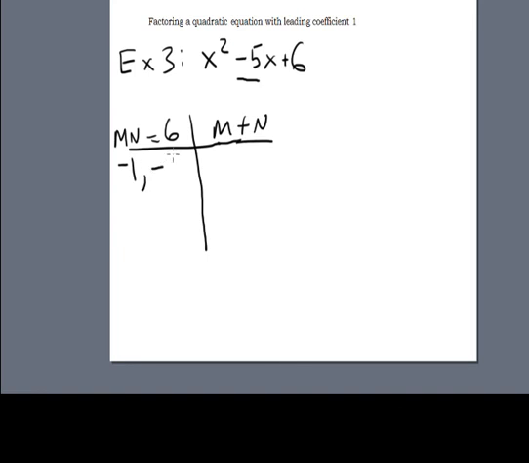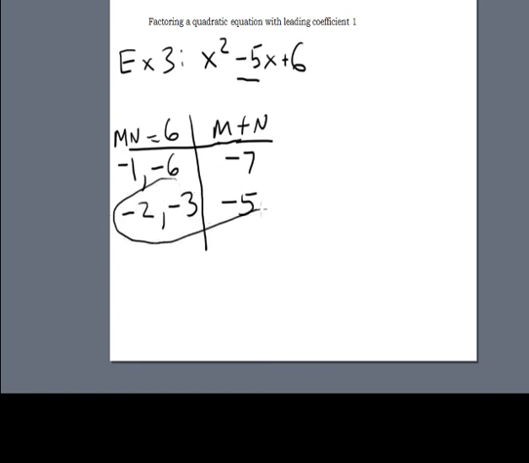So my m and n, one possibility for that would be negative 1 and negative 6. Adding those up is negative 7. That didn't quite work. Going on here, trying m equals negative 2. The other value I would need to get a product of 6 is negative 3, and that'll give me a sum of negative 5. And this is what I'm looking for. I'll circle that.